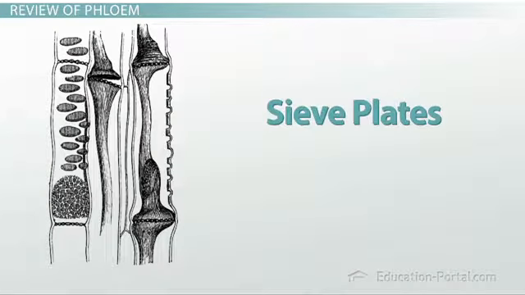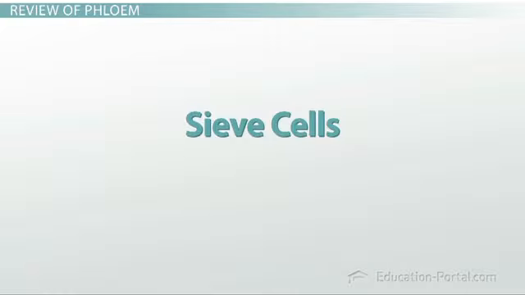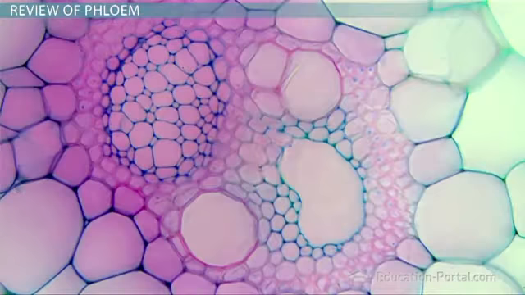Sieve plates are areas of the phloem with large pores. These openings allow for food products to get into and out of the phloem for transport to different areas of the plant. We can see the sieve plates here. Note the large pores in this structure. Sieve cells are simple and found in less advanced vascular plants such as seedless vascular plants and gymnosperms. These cells connect together to create a network allowing for the transport of food.